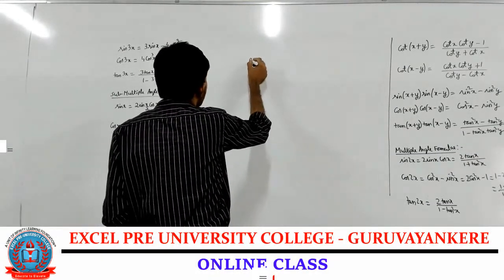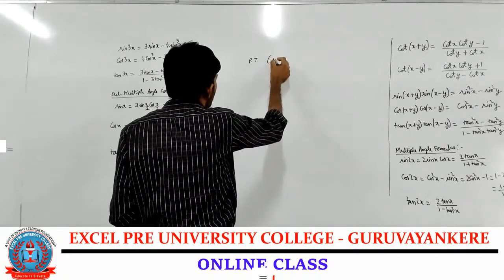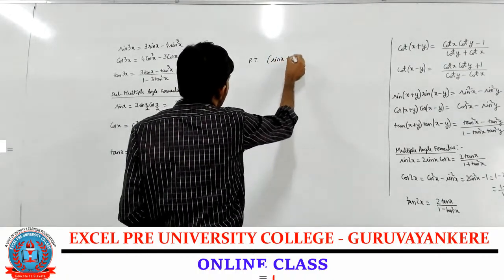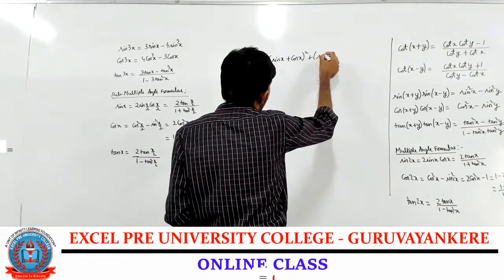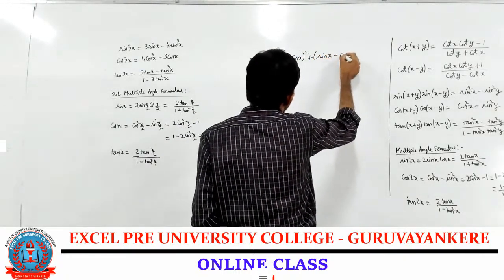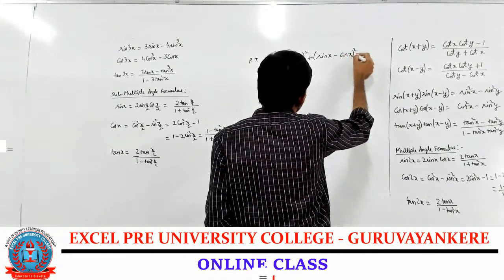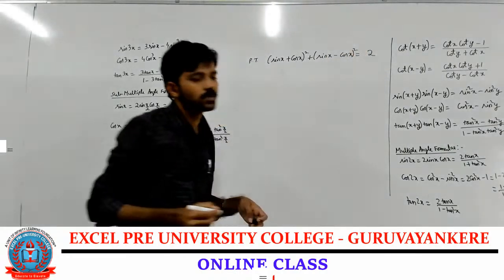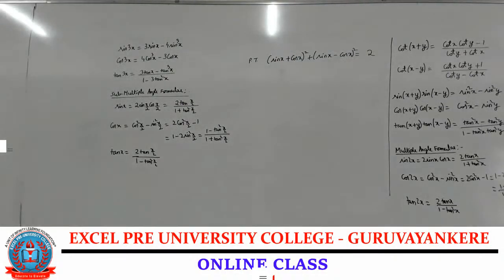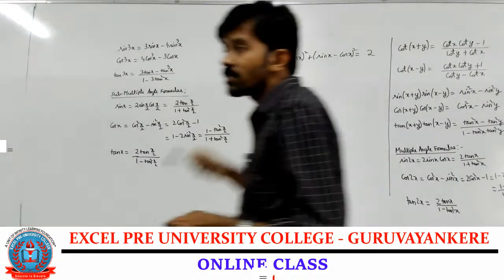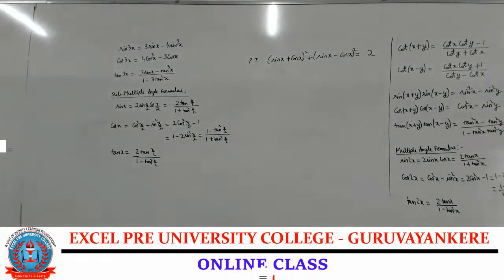Take down a problem. Prove that (sin x plus cos x) the whole square plus (sin x minus cos x) the whole square is equal to 2. Start from LHS. Use a plus b the whole square plus a minus b the whole square. Expand it.